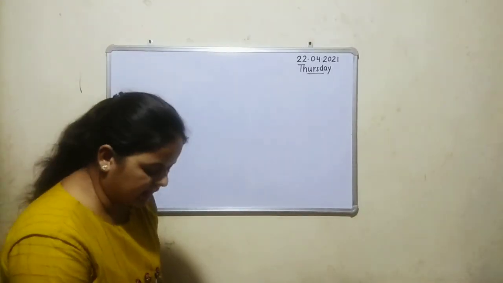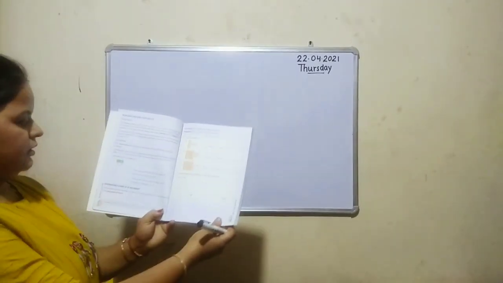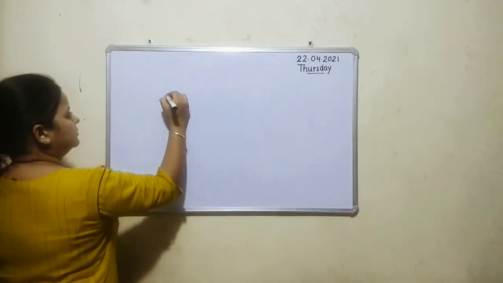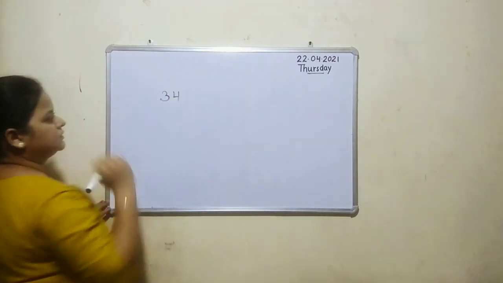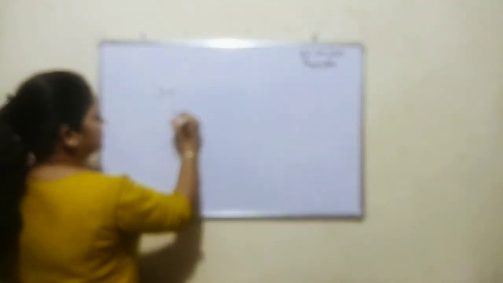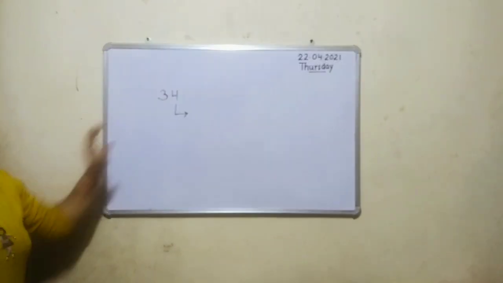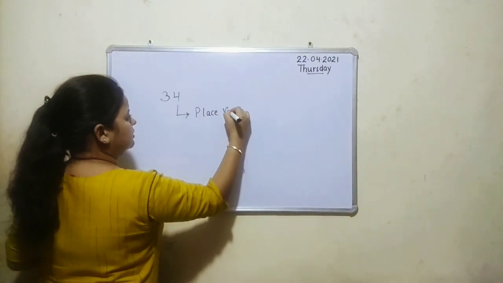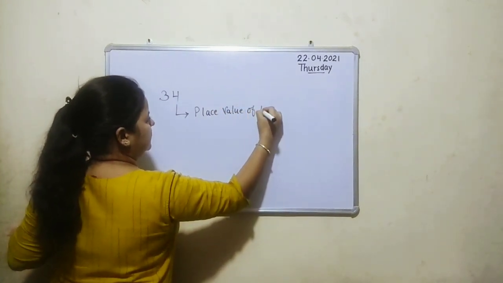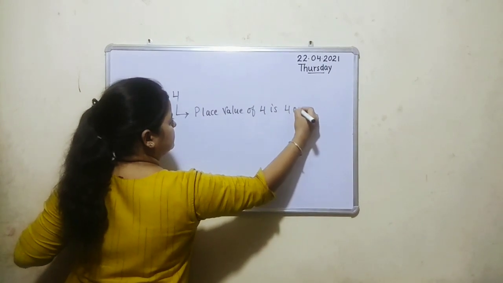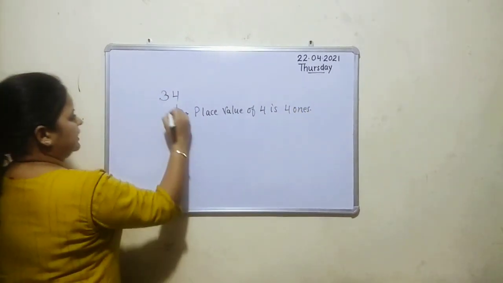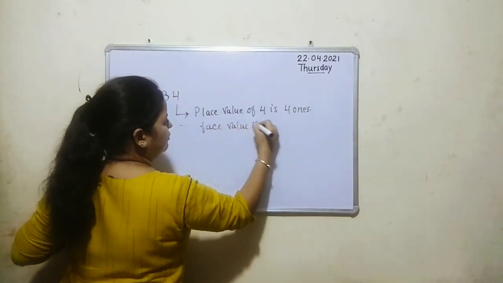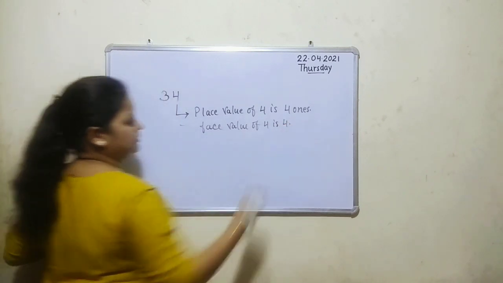One more example we have in the book also. Here the number is 34. Now we have to write the place and face value again of this sum. The place value of 4 is 4 ones. And the face value of 4 is 4. Understand?